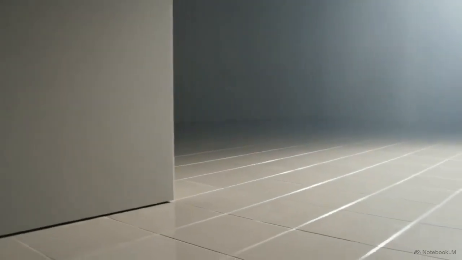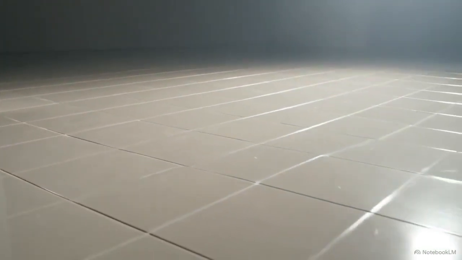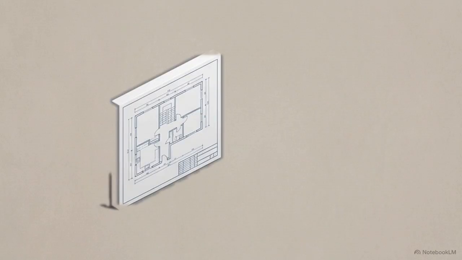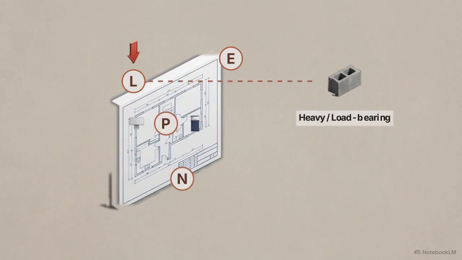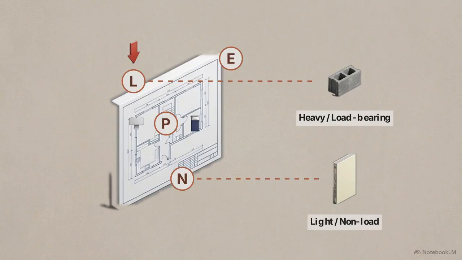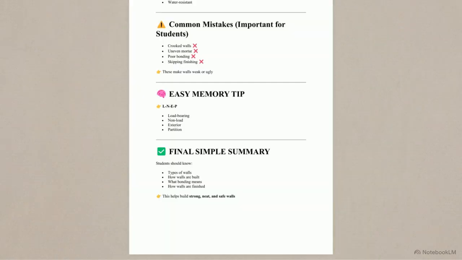What began as a loose pile of dust and rough materials is now a fully realized architectural feature. By utilizing the LNEP framework, builders know immediately if they are assembling a load-bearing, non-load, exterior, or partition wall, allowing them to match their materials to the structural demand. Reviewing the final summary of our guide, we can verify the standards. A proper wall utilizes precise bonding for strength, sits perfectly straight and level, and features clean, unbroken joints without a single crack.